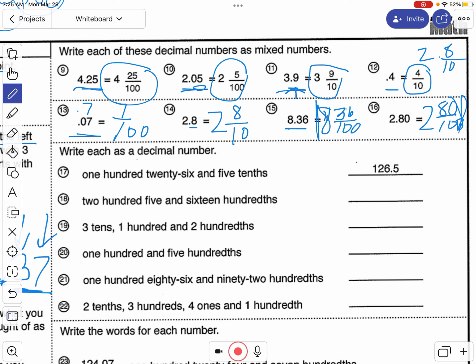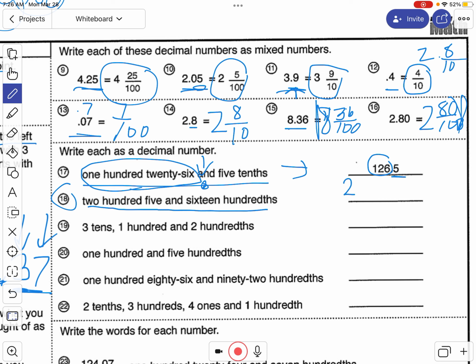All right, now we're going to take the words and make them into decimals here. So 126. Notice that the word and means decimal point. So when you see and, boom, that's where the decimal point goes. 126 and 5 tenths. Here's 126, and then there's 5 tenths after the decimal. Try number 18. Pause the video and then turn it back on. 205 and 16 hundredths. So before the decimal, you write 205, and means decimal point. 16 hundredths, there you go.